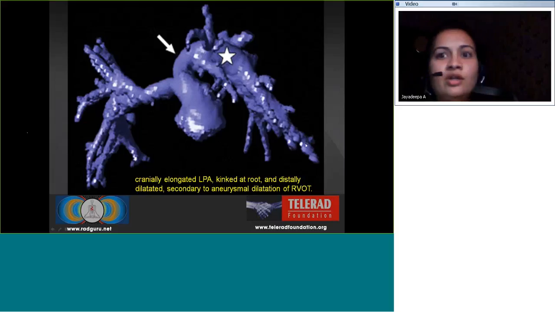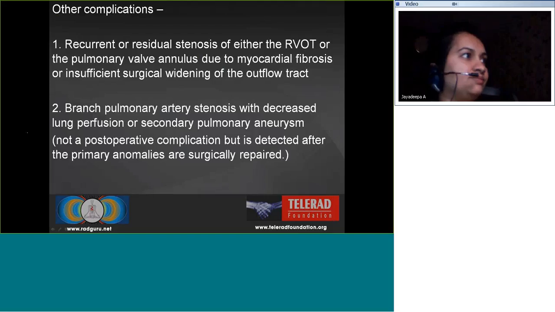Now this is a recon shaded surface display of a gadolinium-enhanced 3D MRA. What it is showing here is cranial elongation and kinking of the LPA at the root, with distal dilatation or aneurysmal dilatation of the LPA. Proximally it is kinked and distally dilated, basically secondary to aneurysmal dilatation of the RVOT. The RVOT we see here is quite dilated.